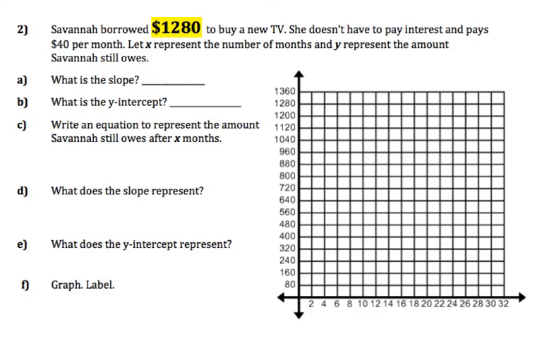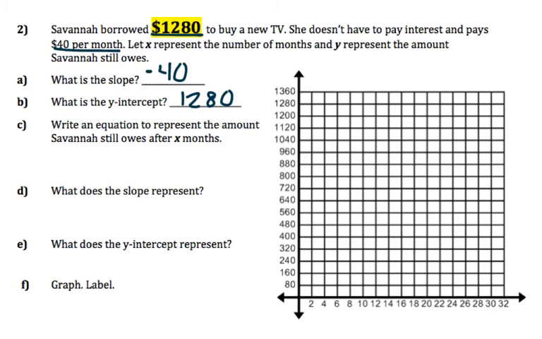Okay, to find the slope, we're looking for a rate. We know that she borrowed $1,280 to buy the new TV. And we also know that she's paying $40 per month. So we may say that the slope is 40 because it's $40 per month. That's our rate. Now, we have to be careful when we're thinking about this, because what's our y-intercept, or that initial value? Well, that's the $1,280. And if we leave the slope as 40, then we're going to be thinking that we're adding 40 to this amount every time. But remember, she borrowed $1,280, and she's trying to pay it off. So she's actually decreasing that amount by $40 a month. So that means it's going to be a negative 40 for our slope.